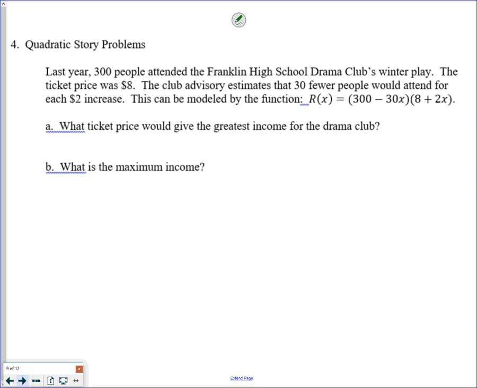Last year, 300 people attended the Franklin Drama Club Winter Play. The ticket price was $8. The club advisor estimates that 30 fewer people would attend for each $2 increase. This can be modeled by the function. Now, they want to find the actual vertex to find the maximum income.